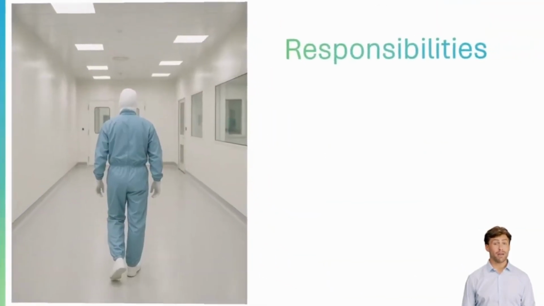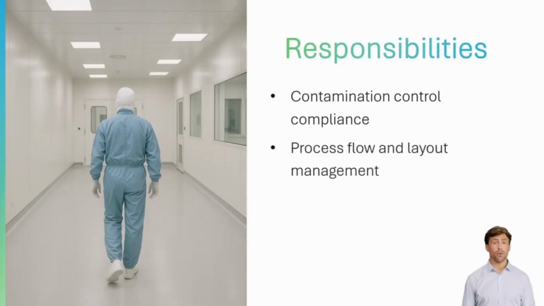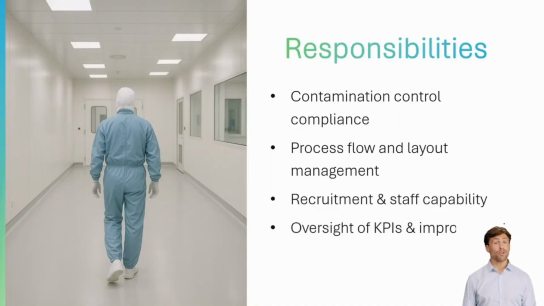Here are some of the key areas a head of production manages. Clean room and contamination control. You make sure everything runs according to good manufacturing practice, Annex 1, and clean room standards. Workflow and layout. You plan how people and materials move through the facility in a safe and compliant way. Team development. From hiring to training, you build the team's skills and culture. Oversight and planning. You don't just manage the day-to-day, you keep an eye on data, trends, and long-term goals.